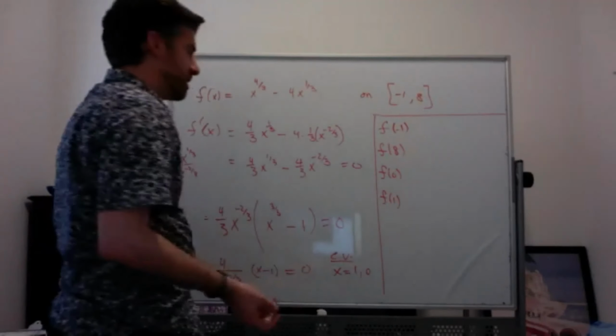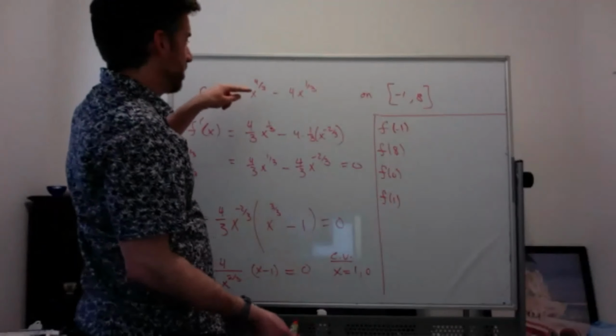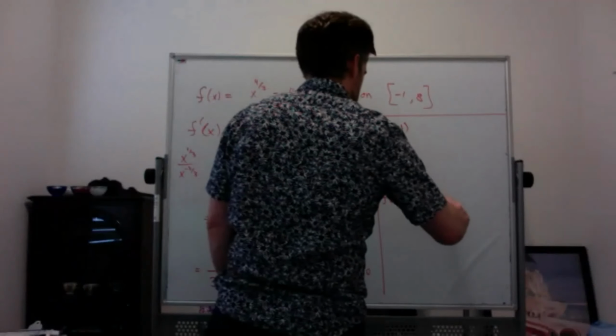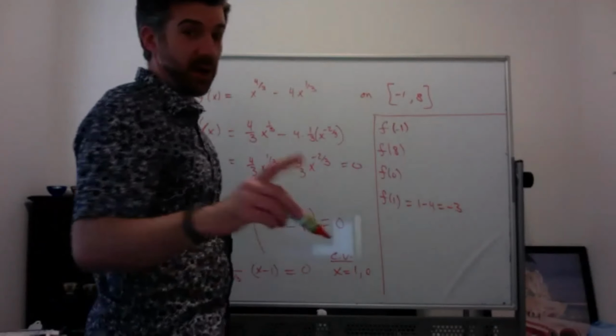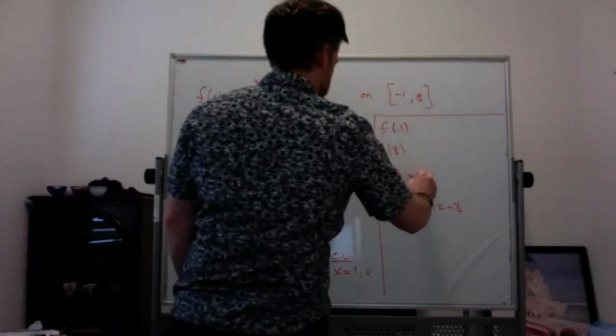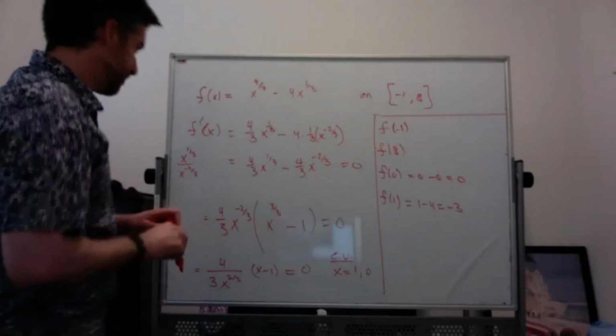Some of these should be easy. F of 1, 1 to any power is 1. So I get 1 minus 4 times 1. F of 0 should also be easy because 0 to any positive power is 0. So I get 0 minus 4 times 0. Let's hold off on f of 8 for a second.